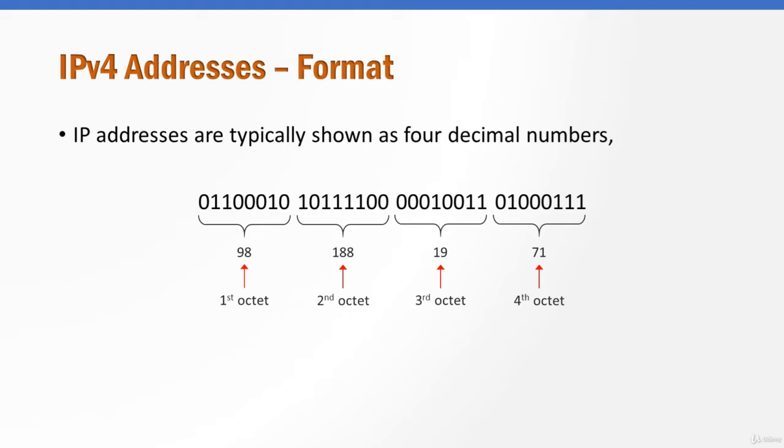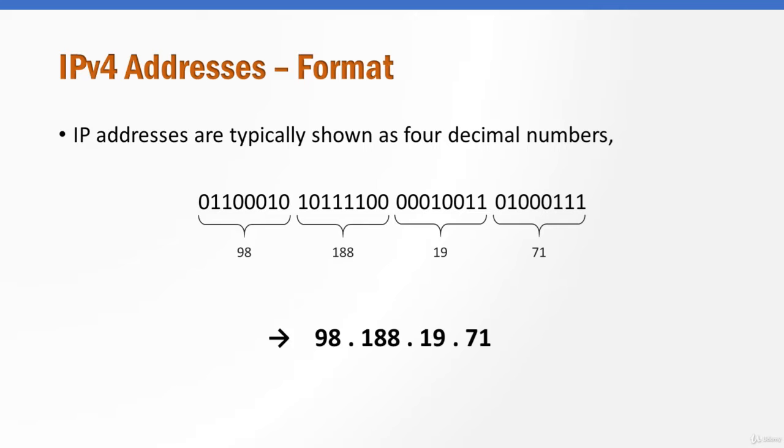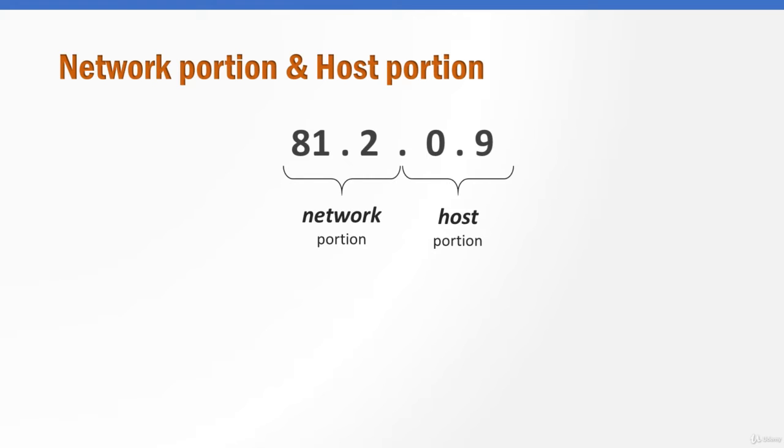We add dots between the octets, but we do not add a dot at the end of the fourth octet. Here's what this IP address looks like. It's 98.188.19.71.